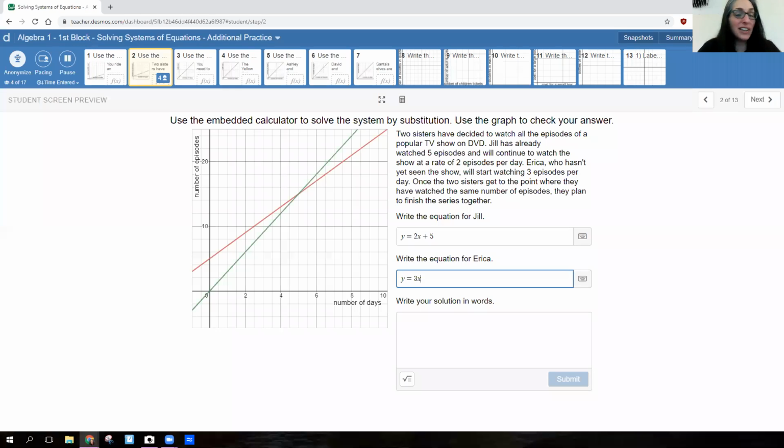So the question is, when are they going to be able to start watching the shows together? Like, when are they finally going to both be at the same point in the show where they can watch the episodes together? So that's this spot right here where they intersect. Go ahead and type your answer in the box and explain it in your own words.